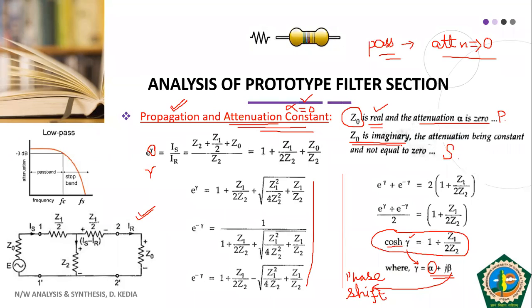Whereas in case of stop band, Z0 will be imaginary. This is another important point to note, that in case of stop band, the characteristic impedance will be imaginary, and in case of your pass band, your characteristic impedance will be real. Obviously, in case of stop band, your attenuation cannot be 0, it will be some constant. Alpha will be having some value, and beta will definitely exist. This was the concept that we had talked about in the previous class. I hope you are able to recall.